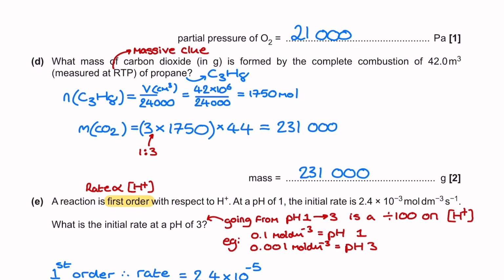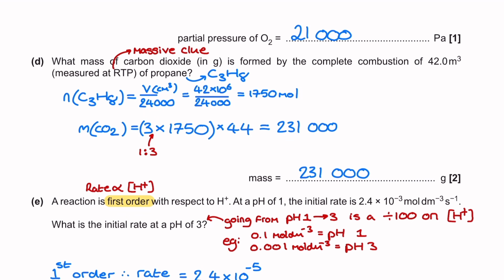Now, to convert that into a mass of carbon dioxide, what I now need to do is multiply by 3, since the combustion of the propane is going to have a 1:3 ratio between itself, the fuel, the C3H8, and the carbon dioxide.